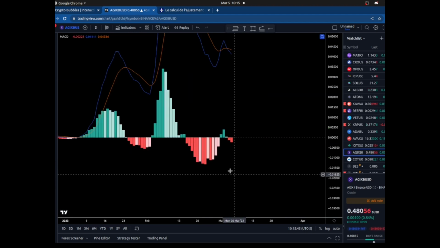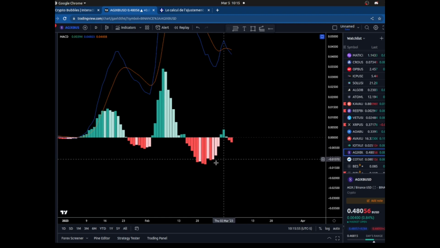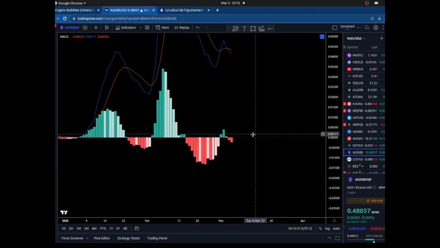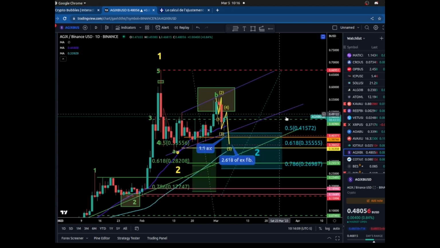Now on the MACD as well. Maybe if it's going to start to reverse and do another bullish crossover and turn into the green area, maybe we can also determine that it's going to eventually do a bullish crossover as well. We will see. But for the moment, the most important thing is to see the price action.